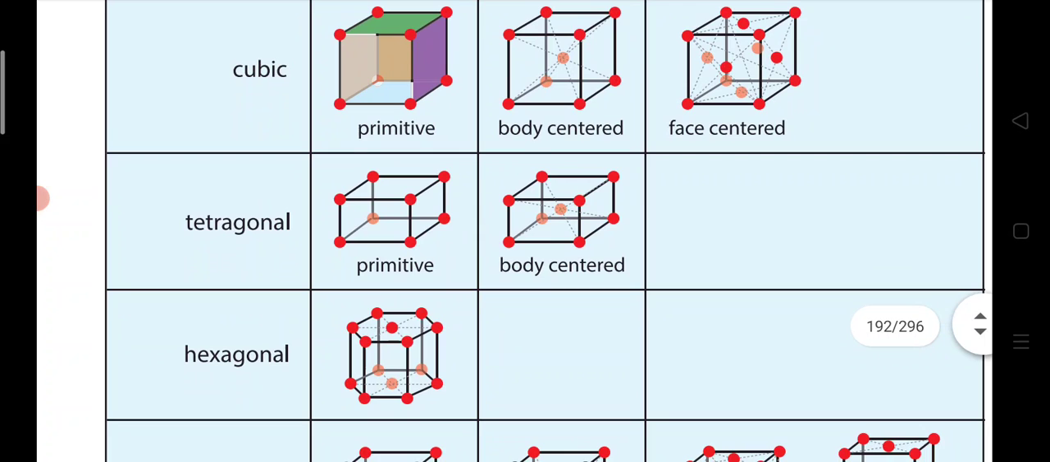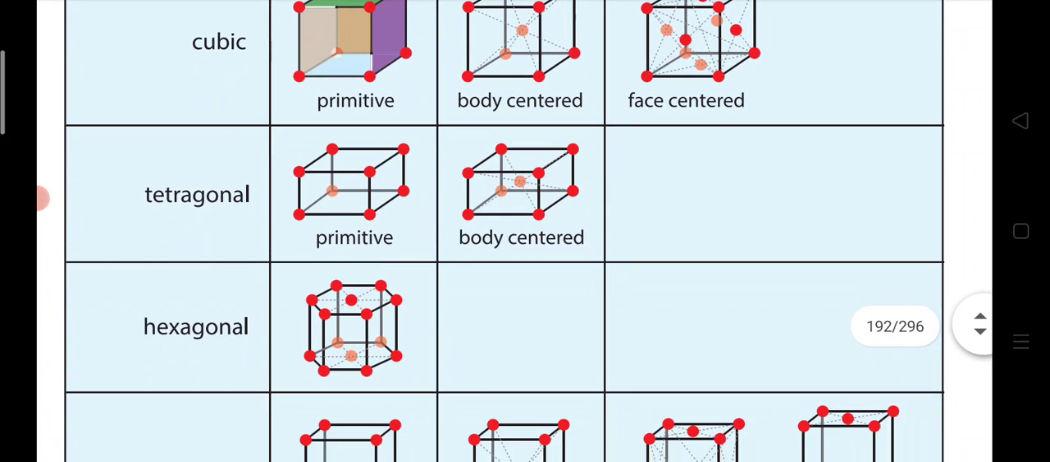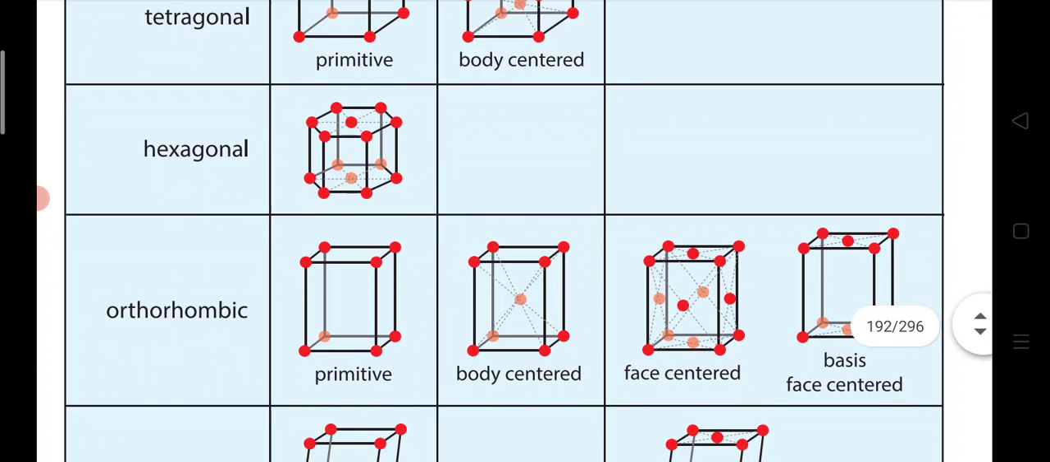So if you see here, these are the 14 Bravais lattices. Cubic is further classified into primitive, body-centered, and face-centered. Primitive means only one type. Body-centered means there is one atom at the center of the body. Face-centered means a cube has 6 faces, and at the center of all 6 faces you will have one atom. That is face-centered. Tetragonal also has primitive and body-centered. Body-centered has one atom in the middle of the body. And hexagonal has only one type.